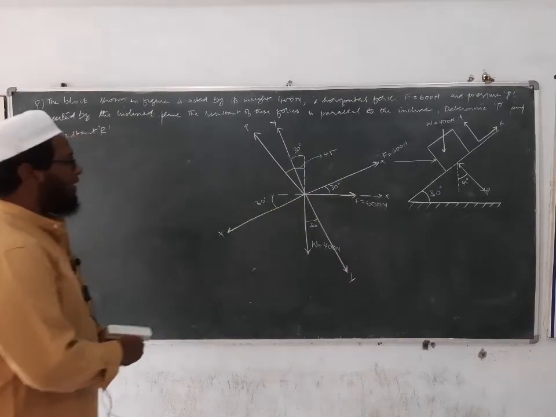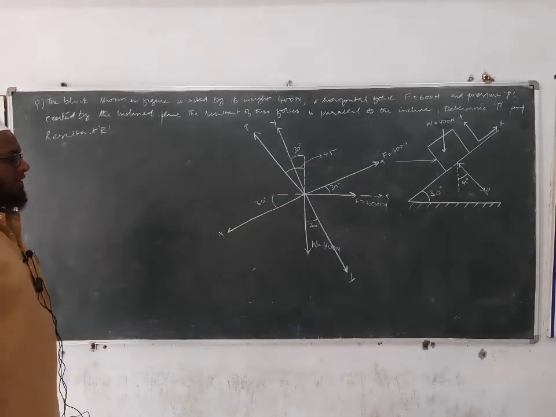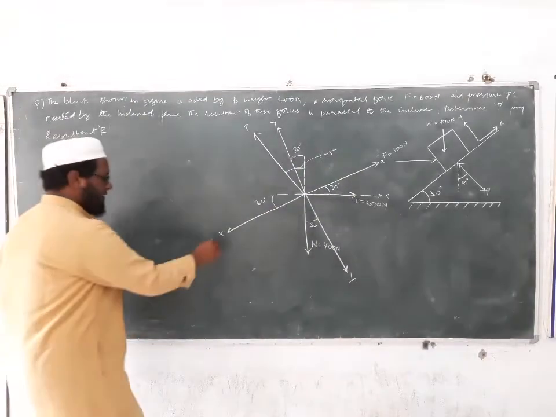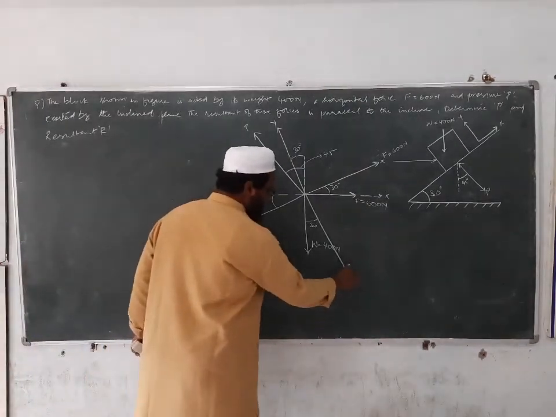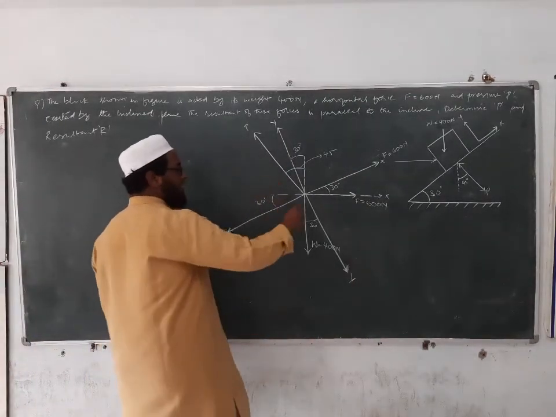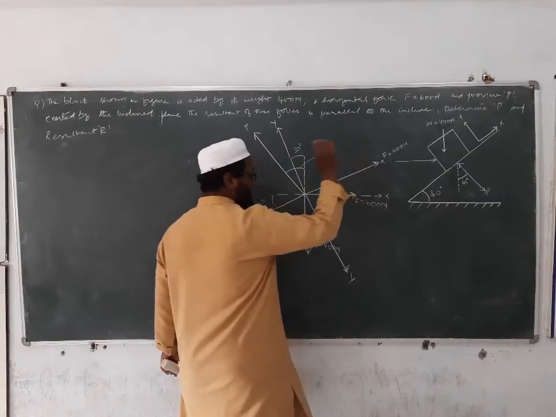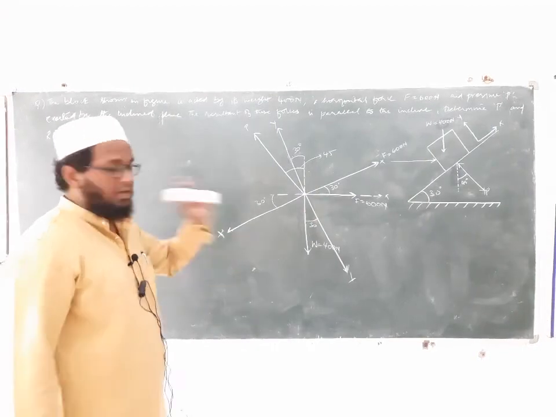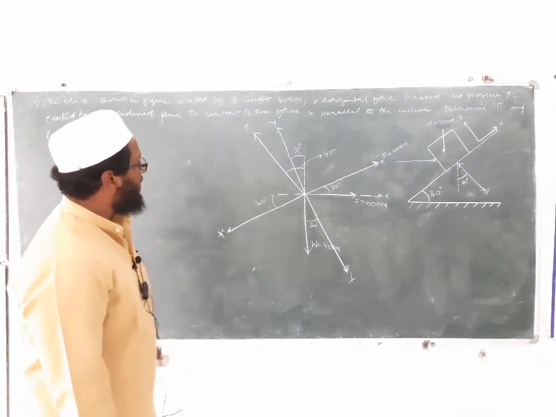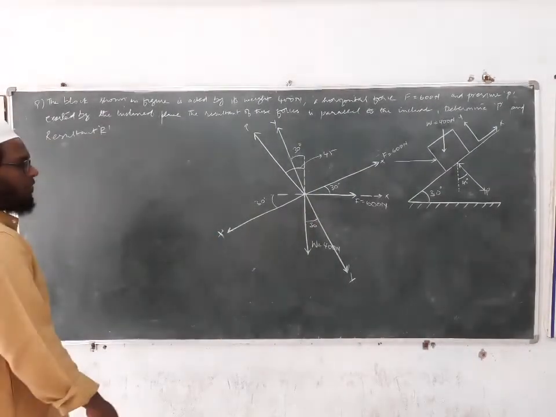Now you tell me, where are our x and y axes? The x, y axes are here, isn't it? And our resultant is going in the x direction. Resultant R is parallel to the incline. Right. Now we'll try to calculate our components.